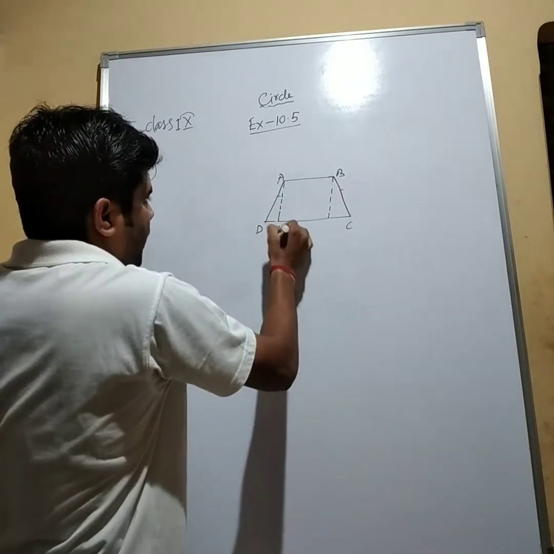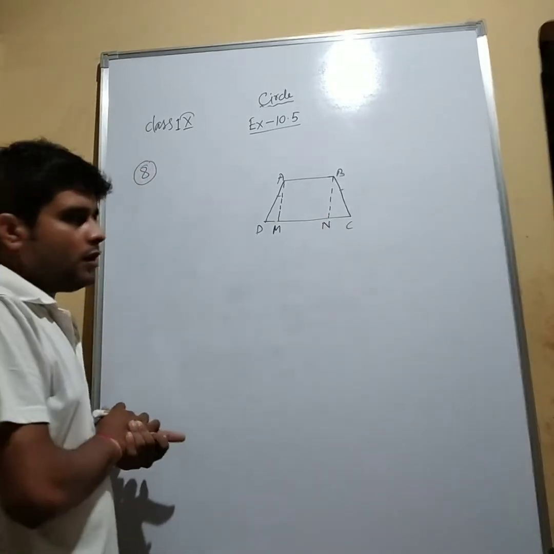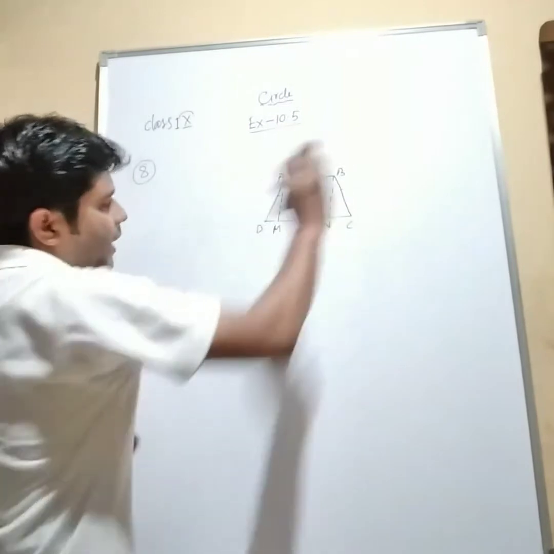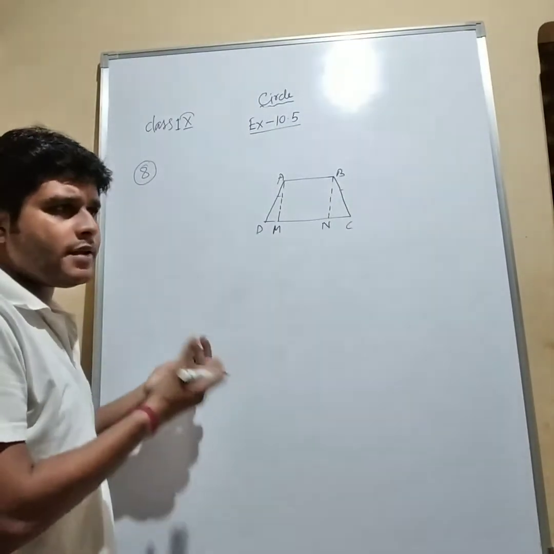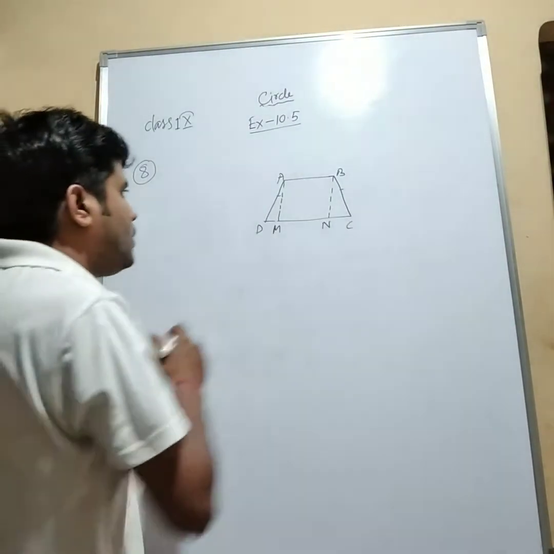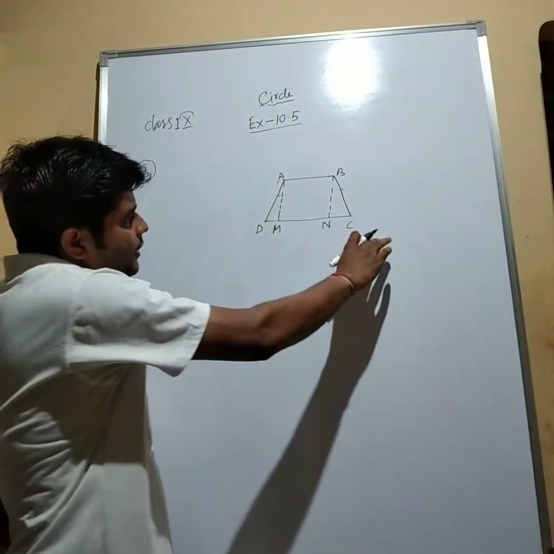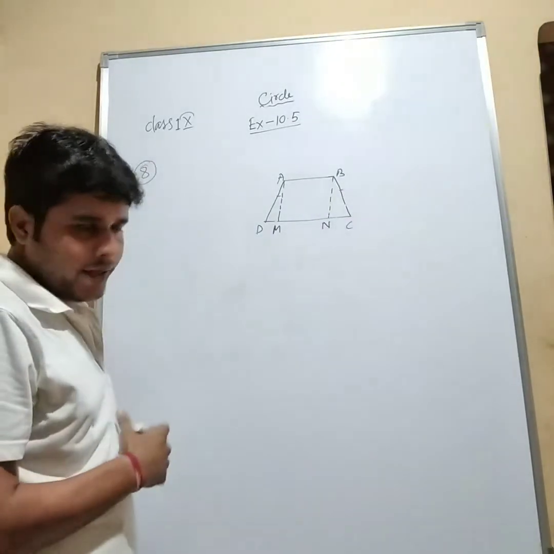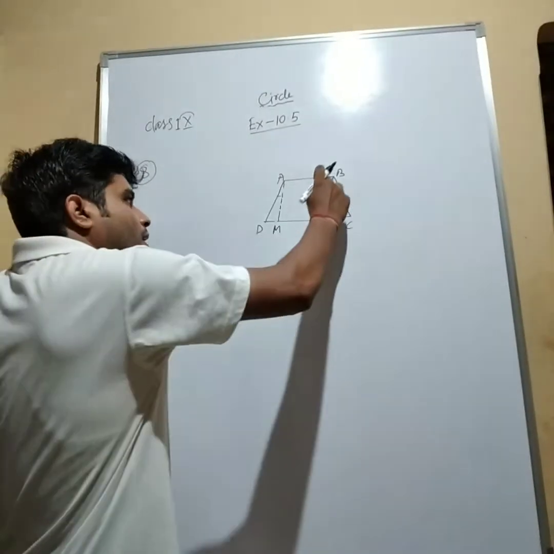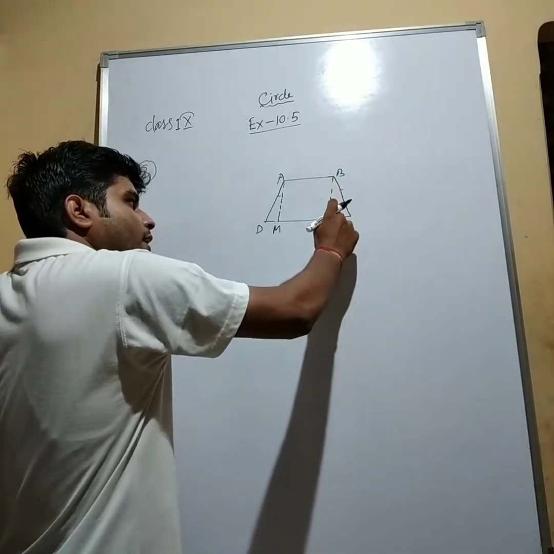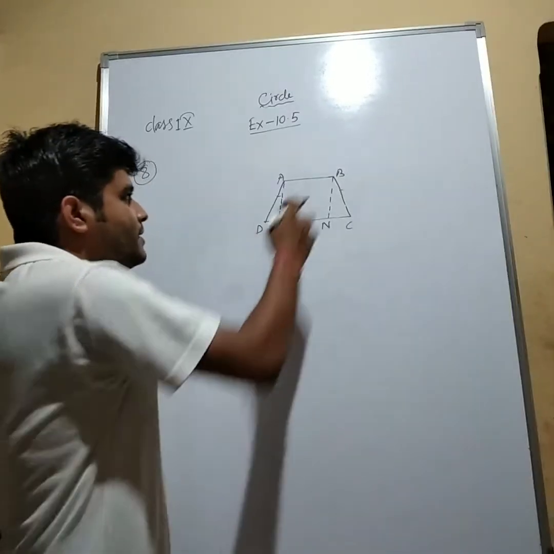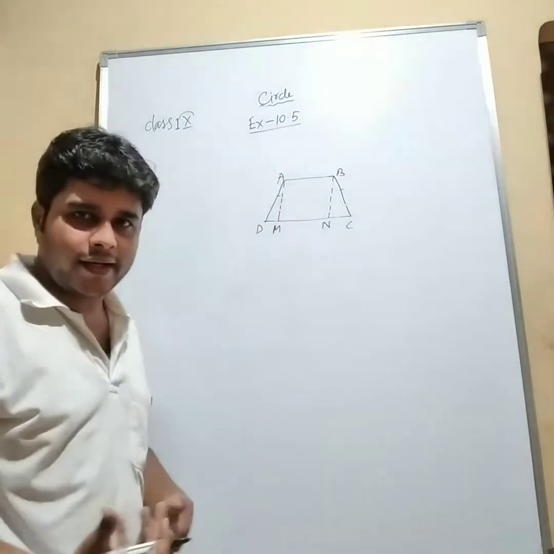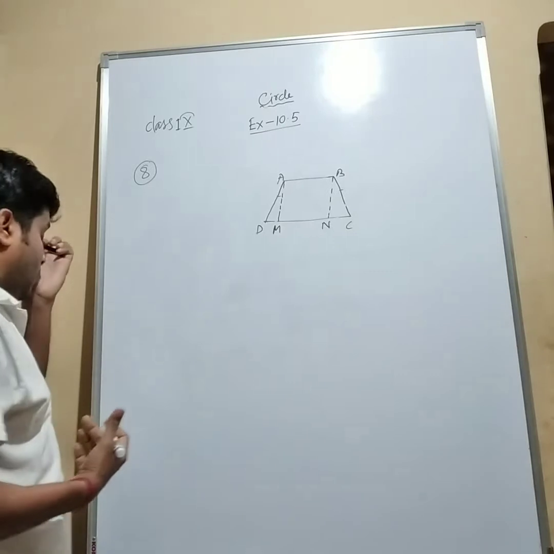Suppose this is M, and this is N. You see, these two lines are parallel, that is given because it is a trapezium. So if AB is parallel to CD, then this angle plus this angle is 180 because they are co-interior angles. If I can change angle B to angle C, that means A plus C is 180, then it is cyclic. That technique I am going to use here.